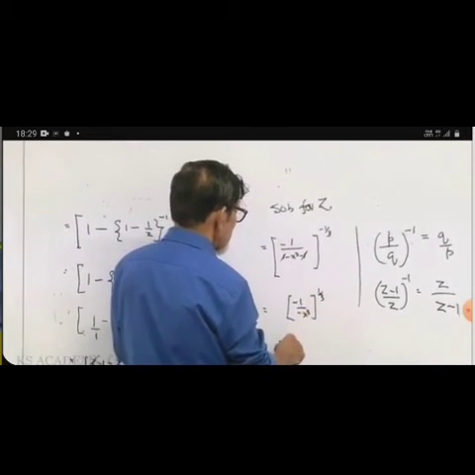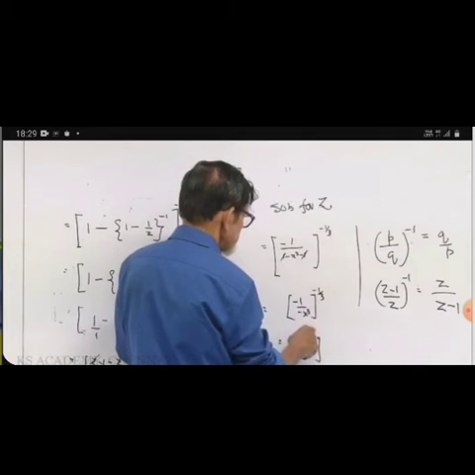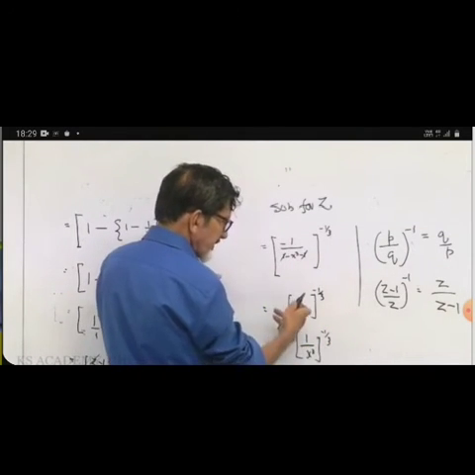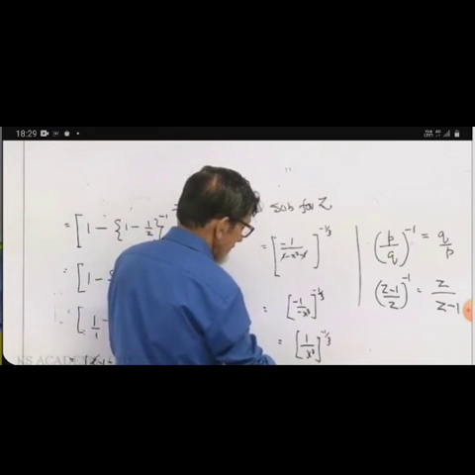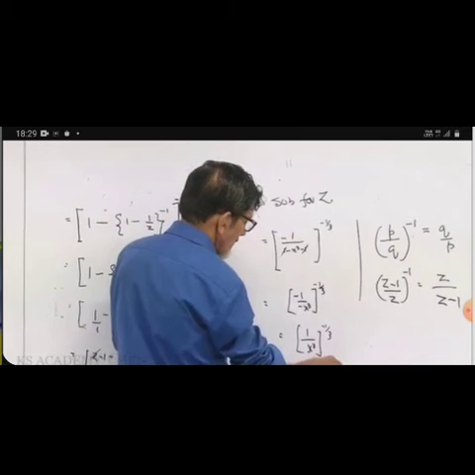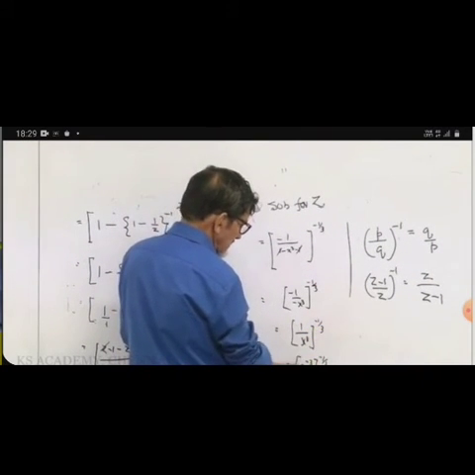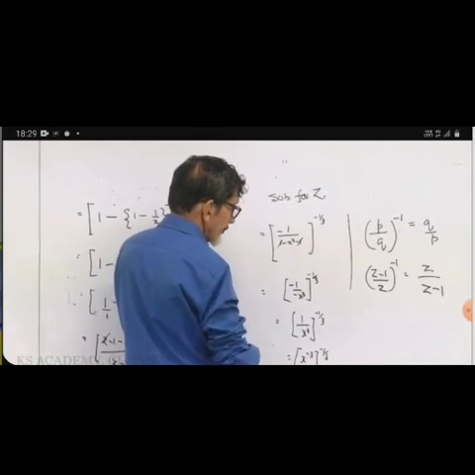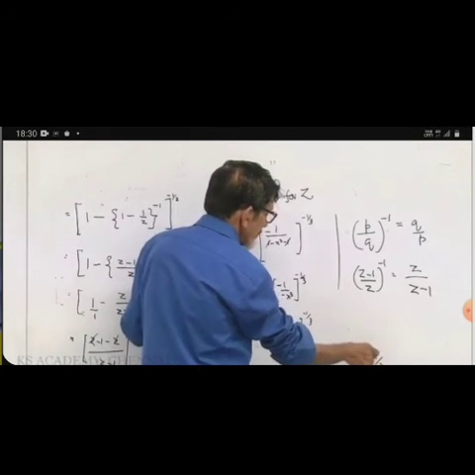Minus minus becomes plus. X cube, take it up. X power minus 3. X power minus 3 whole power minus 1 by 3. Minus 3 into minus 1 by 3.